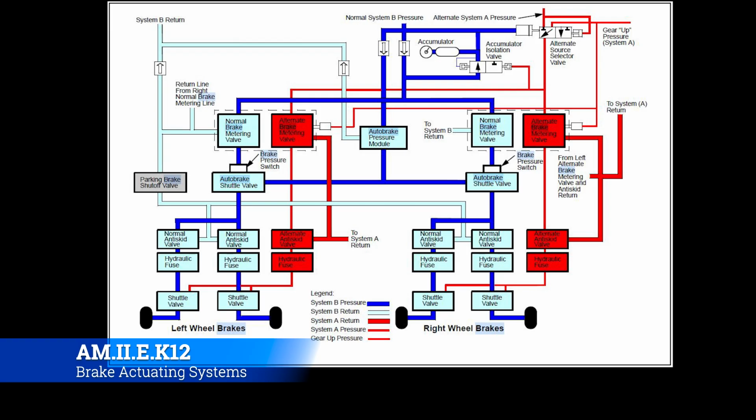Now, notice the system B return also flows out of a various system of valves. You also see that there's an alternate system A pressure that ties in as well. So notice the redundancy, and that's going to be common with just about every single system that is tied to the hydraulic system. Every one of them is going to back up the other one, so that if there's a failure somewhere, we can leverage what we have on board to get the aircraft on the ground.